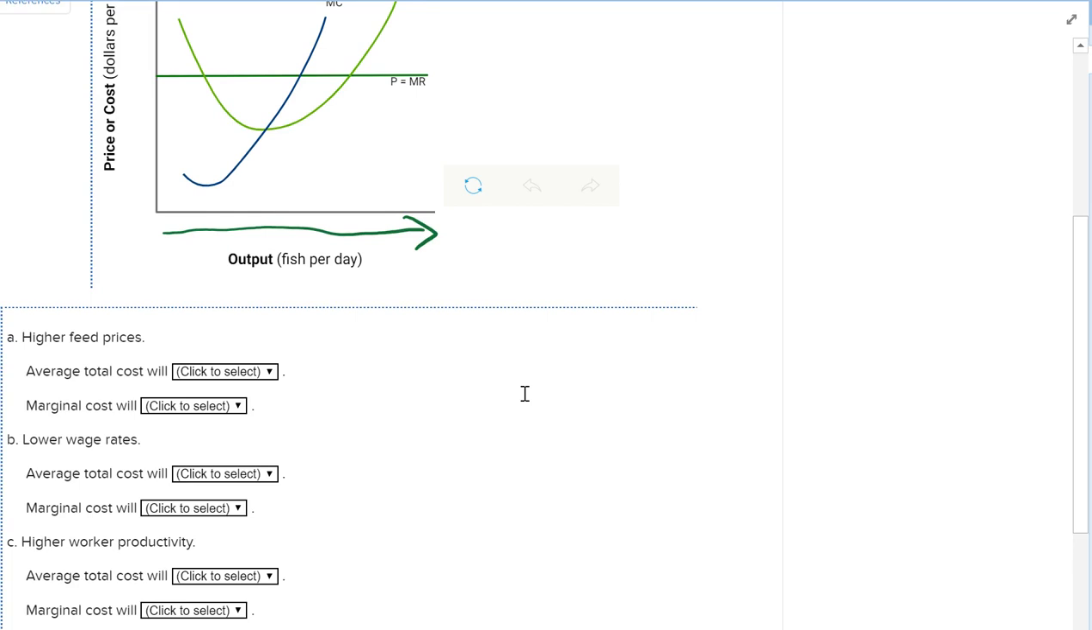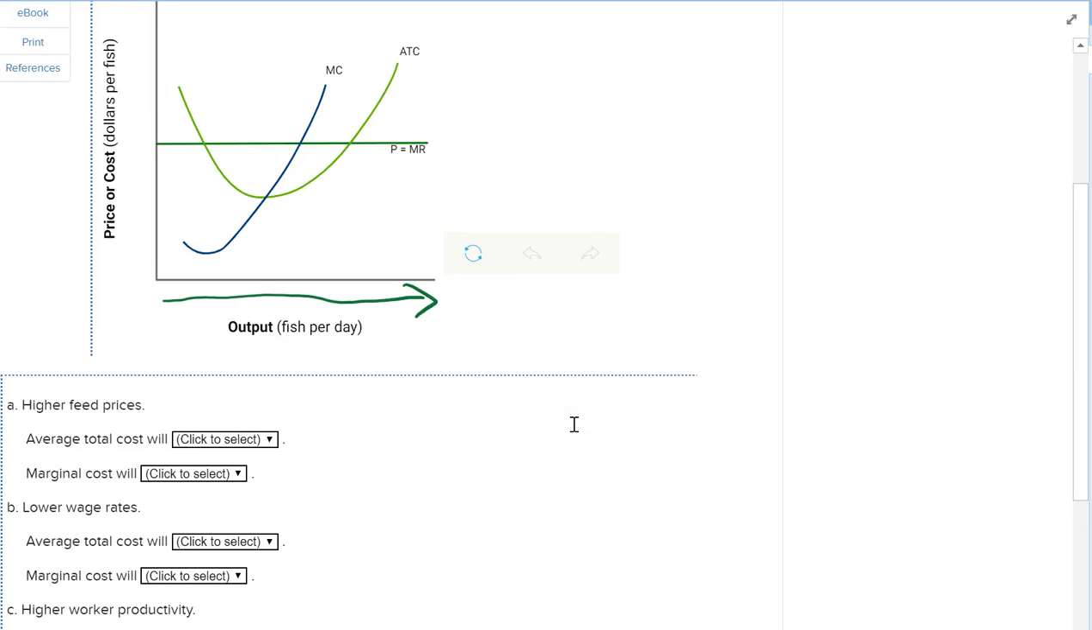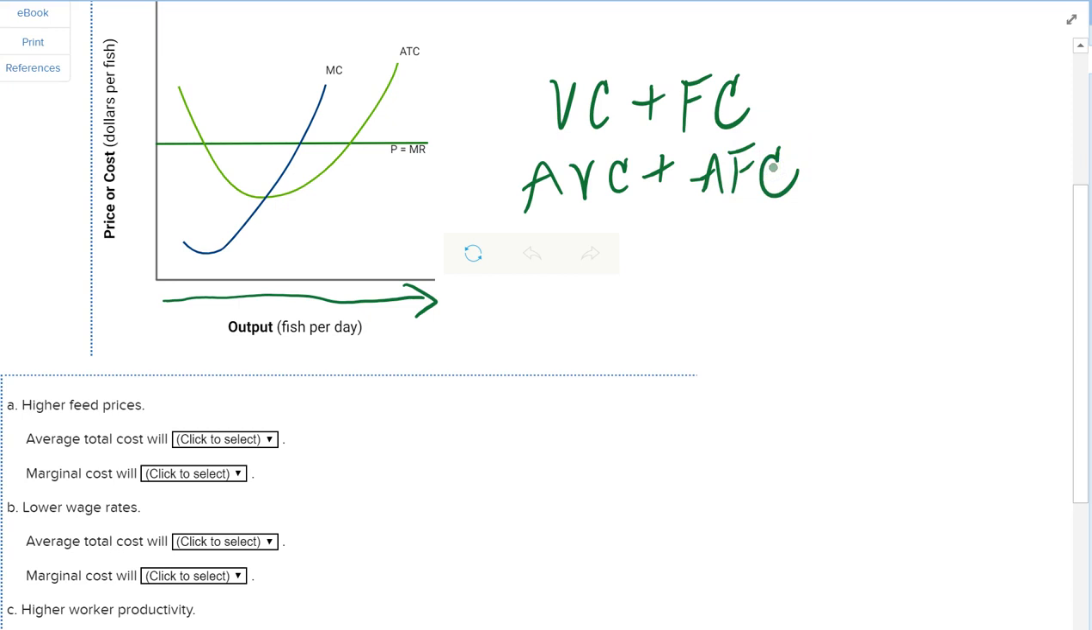happen, what's going to happen to the average total cost? What you should see is that feed prices are going to contribute to average total cost because they are going to be variable costs. So total cost is variable cost plus fixed cost. Average total cost is average variable cost plus average fixed cost. So I'm assuming that I've got to feed my fish. That's going to be a variable cost of doing business. So if my average variable cost goes up, then my average total cost goes up because that's part of it. So I'm going to have an increase there.